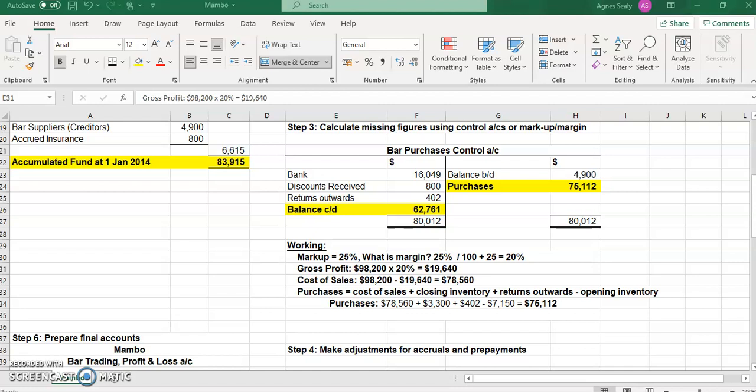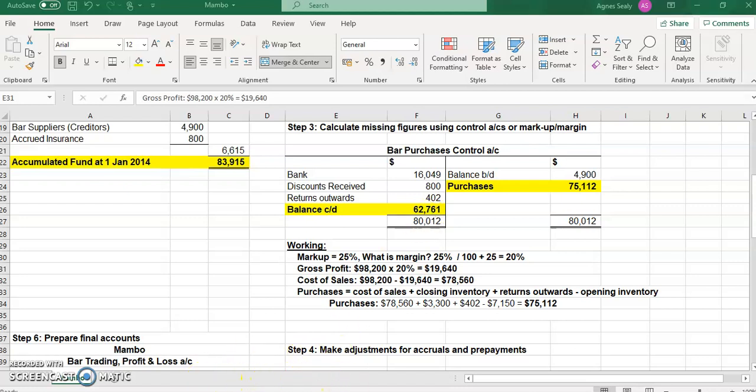And in our last video, we calculated our purchases. We calculated our gross profit by converting our markup to a margin. And we calculated our gross profit. We calculated our cost of sales. And then we used those figures to calculate our purchases. And when we calculated our purchases, we were able to plug the purchases figure into the control account to help us work out the closing balance for our bar suppliers or our bar creditors.